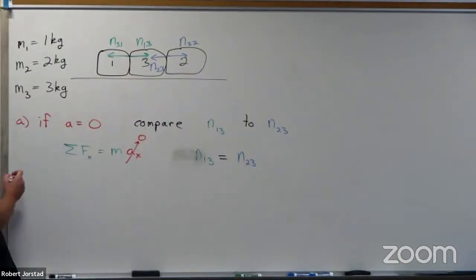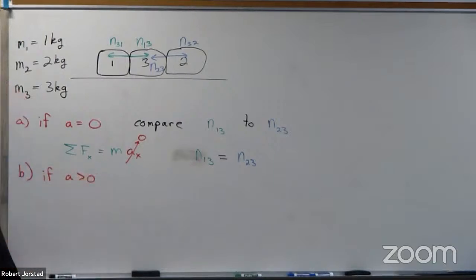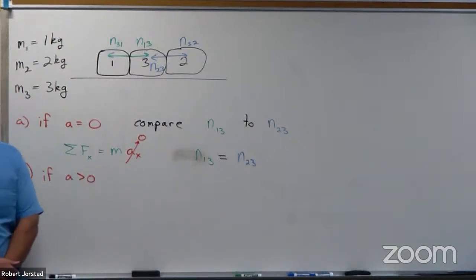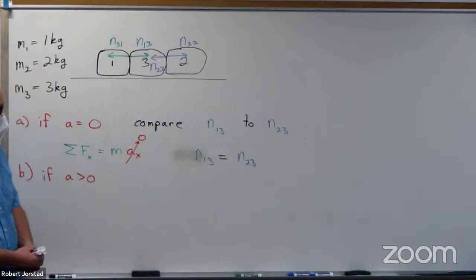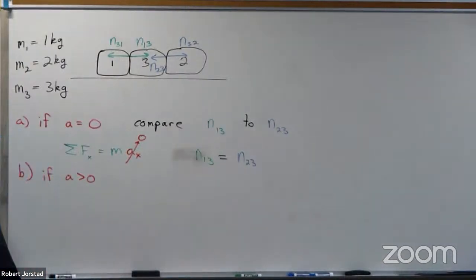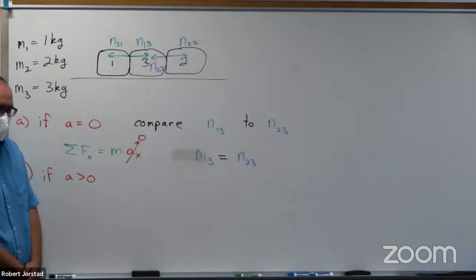However, part B says if a is greater than 0, which force is going to be bigger? Or are they the same? What do you think? Again, comparing N1,3 to N2,3. Which one should be bigger if the acceleration is to the right? Neither. Why do you say neither? What's your logic? I mean, as long as they're touching, they should always be the same, right?